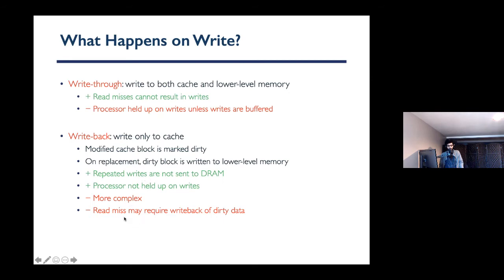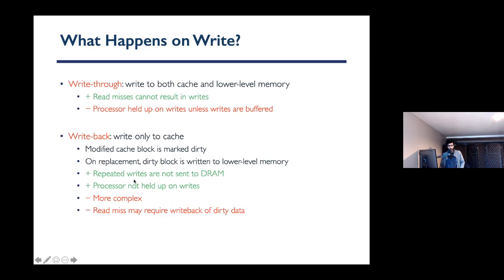So the downsides: the read misses will require a write back. You have to write it. And it's a little bit more complex because you have to introduce the dirty bit, and when you want to evict, you have to look at the dirty bit and all of that. So it's a little bit more complex, and you have to pay the cost in the read.